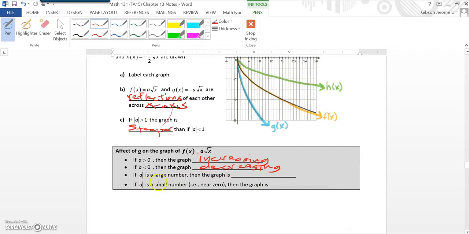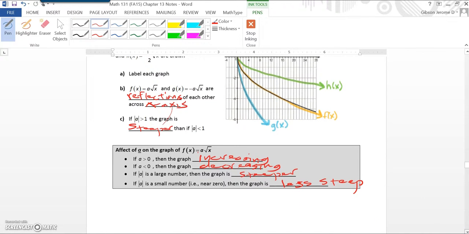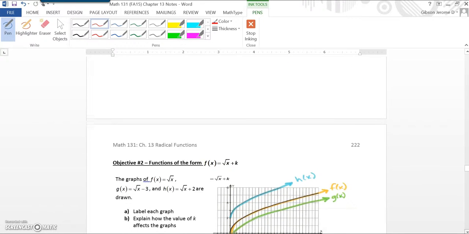And then if the absolute value of a is a large number, then the graph is steeper. So it doesn't matter if it's positive or negative. If the absolute value is a large number, then it's going to be steeper. If the absolute value of a is a small number, i.e. near 0, then the graph is less steep. So basically, whether it's positive or negative, if it's close to 0, it's going to be less steep.